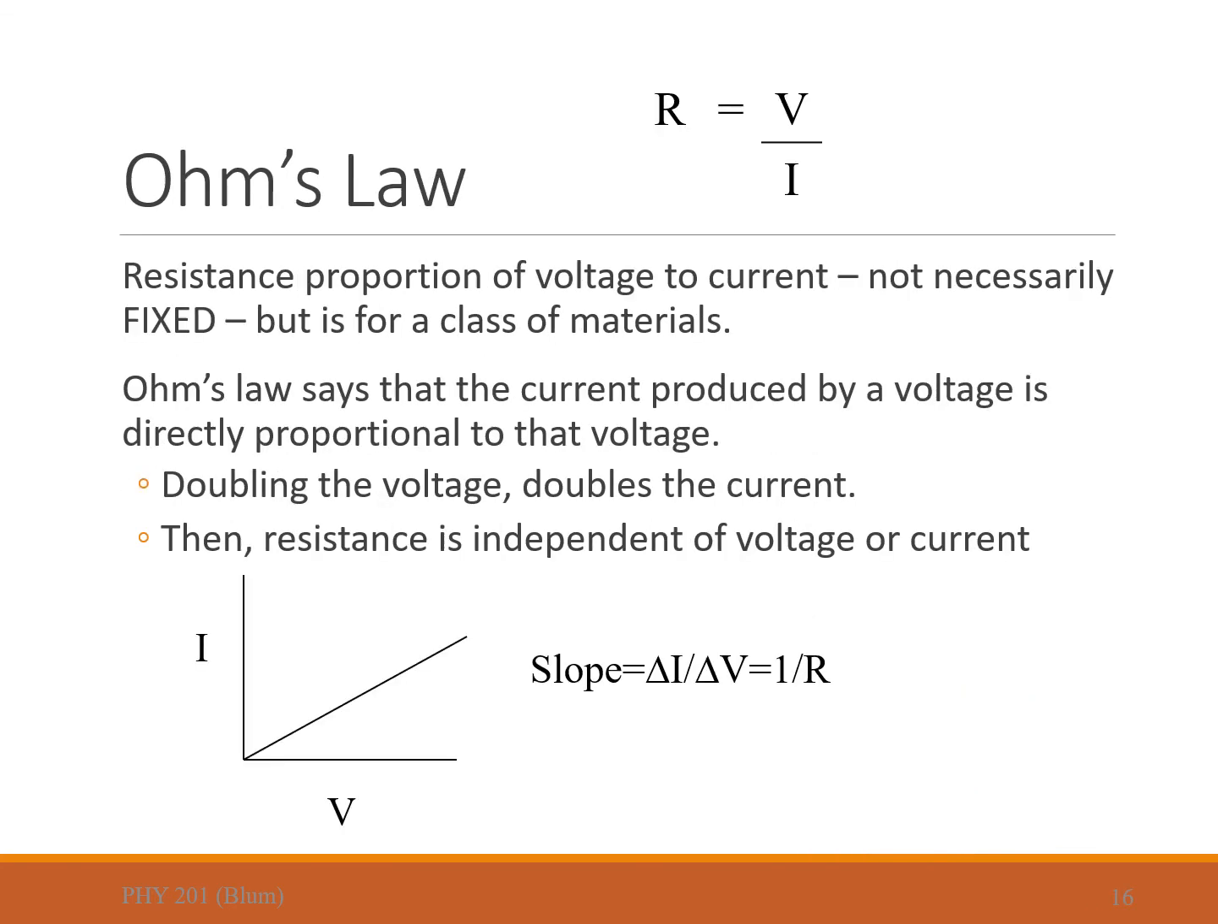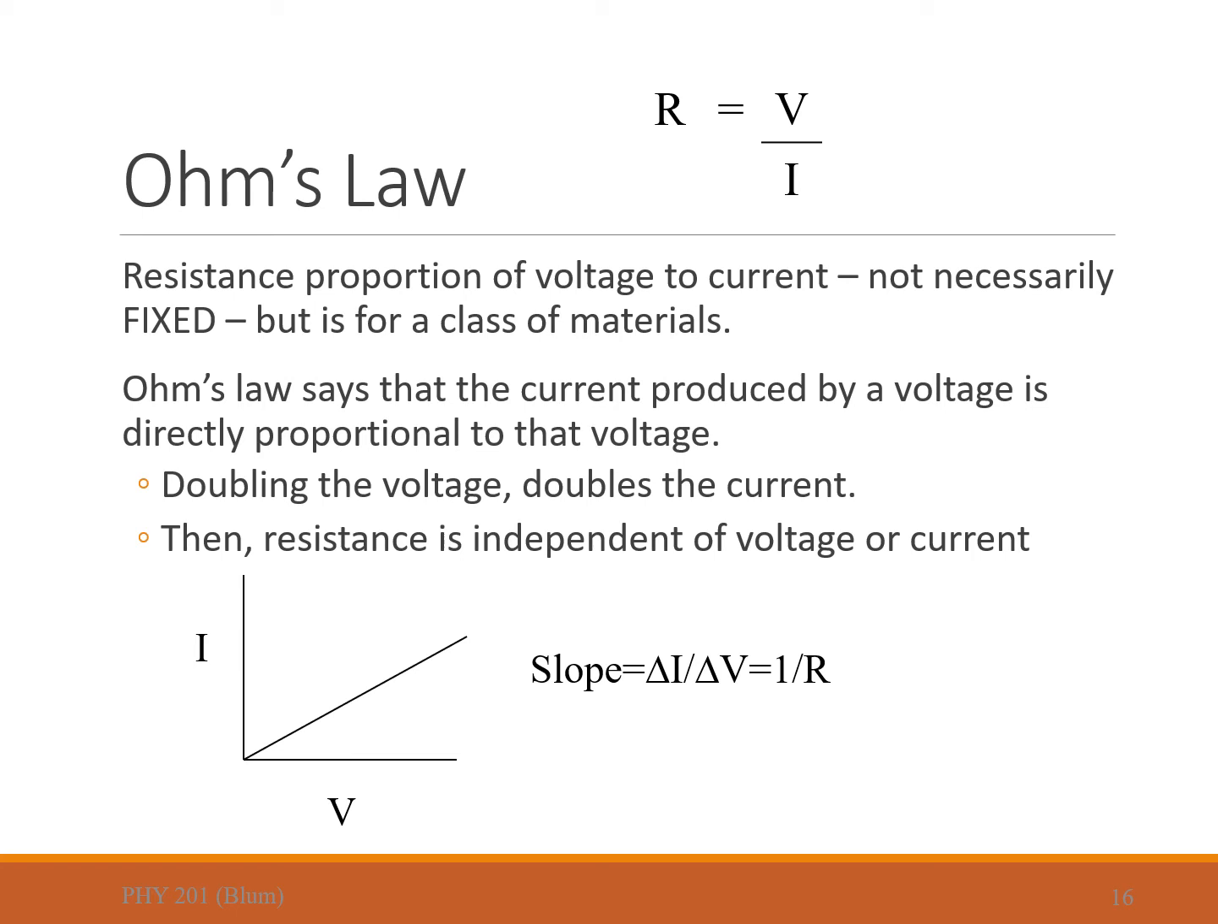But before we get to complicated devices such as transistors and diodes, we want to study simpler devices known as resistors. And towards that end, we introduce Ohm's law. Now, previously we said that the resistance was a proportion of voltage to current. In general, this is not fixed, but there are certain classes of materials for which it is. And these are the ones that are described by Ohm's law.